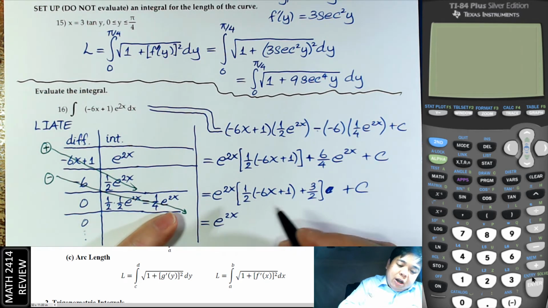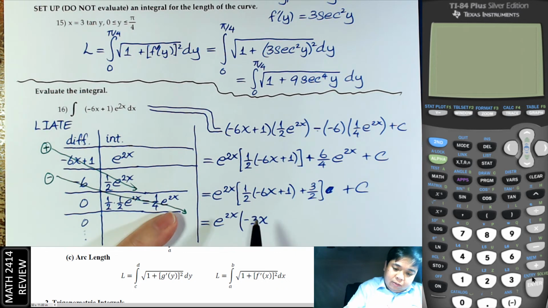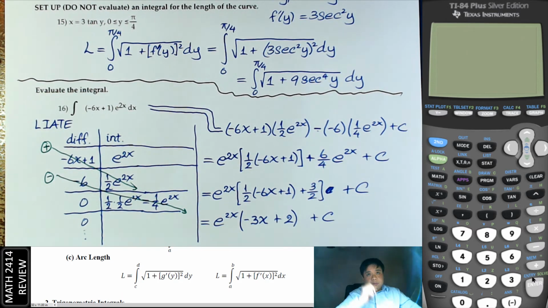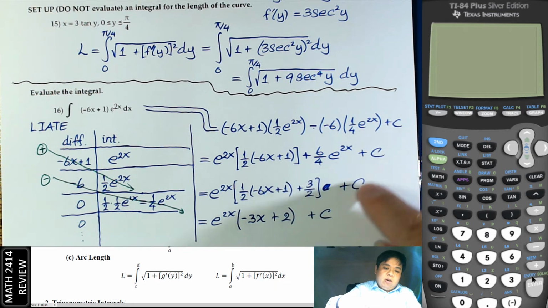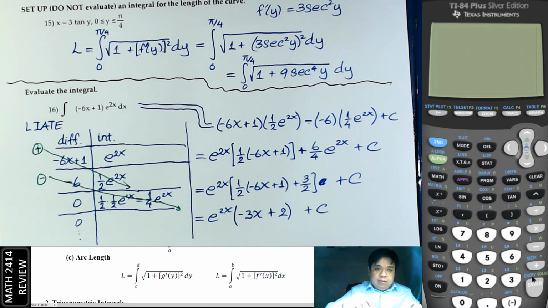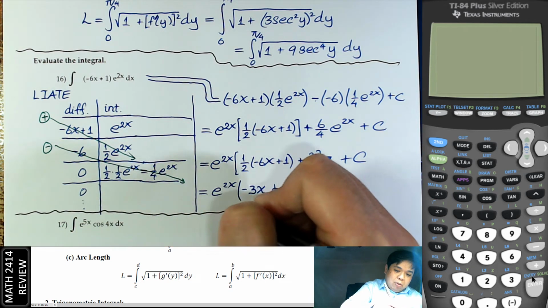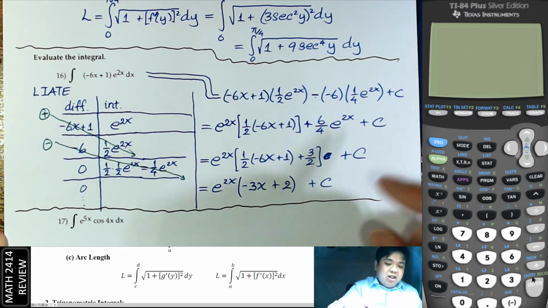And now we multiply this out. Negative 6x times 1/2 is negative 3x. 1/2 times 1 is 1/2, plus 3/2. Right. Of course, you can just stop at this step or that step. The key point here is to use integration by parts, and we should arrive at this at least. The rest is just simplifying the problem.